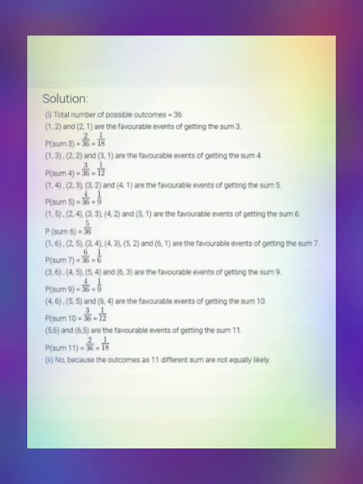So they are not equally likely outcomes. Only when they are equally likely outcomes is that student's argument correct. So this is the justification. How can you give the justification? Here the probability is not equal, so they are not equally likely outcomes. So the argument is not correct. I hope you have understood.